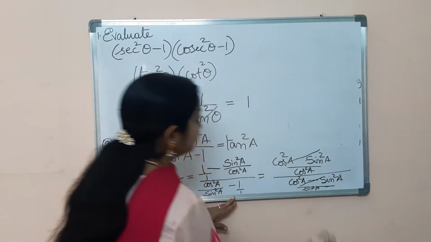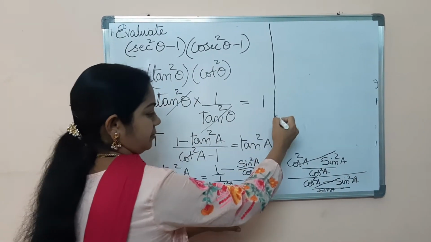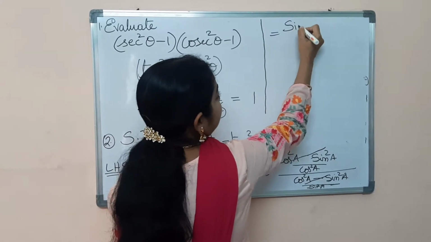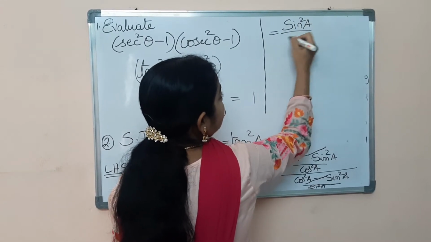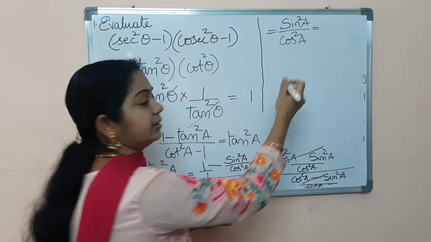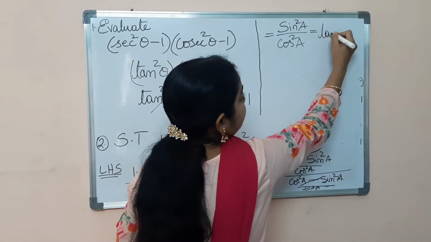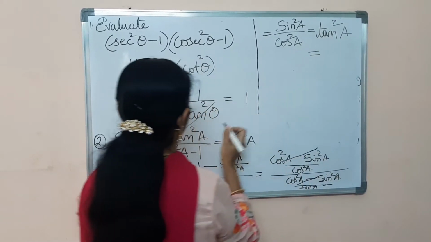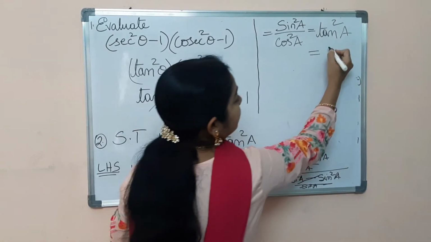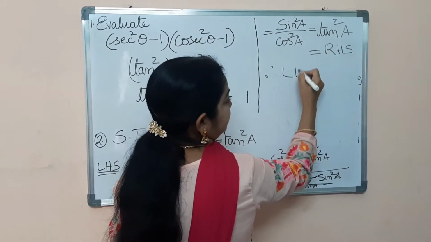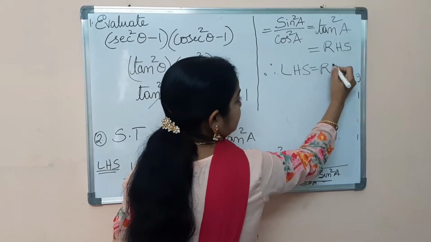I'll do it here. The sine square comes to the top, sine square A by cos square A. This is nothing but tan square A. This is our LHS. Now we have taken the LHS, we got the RHS. So hence proved, LHS equals RHS.